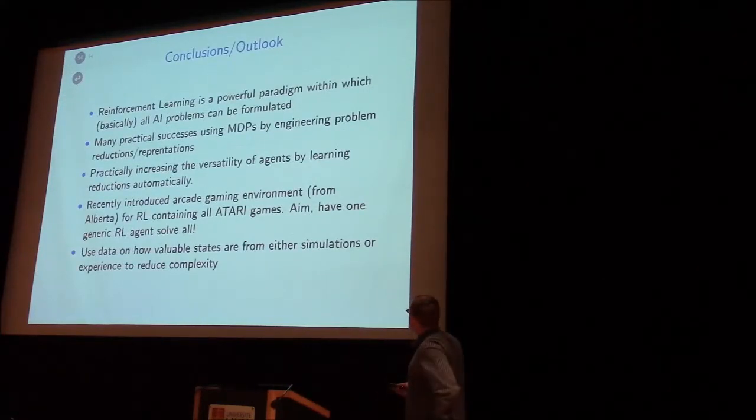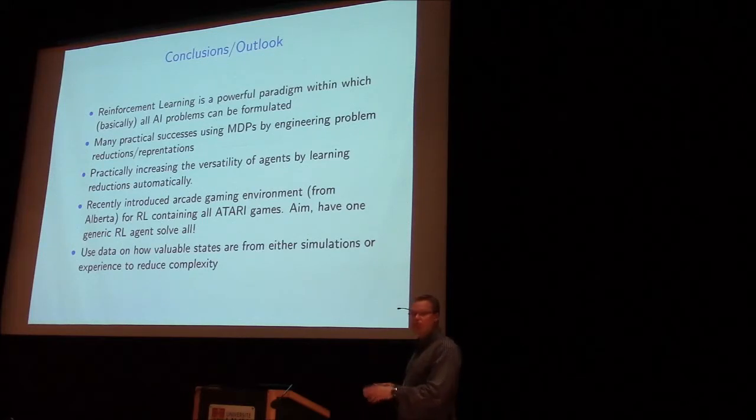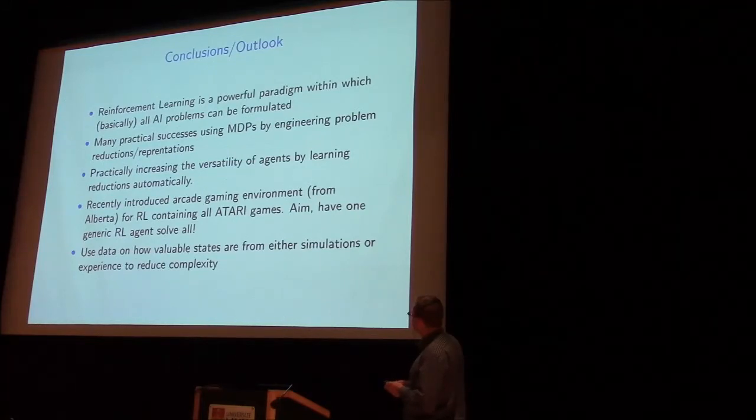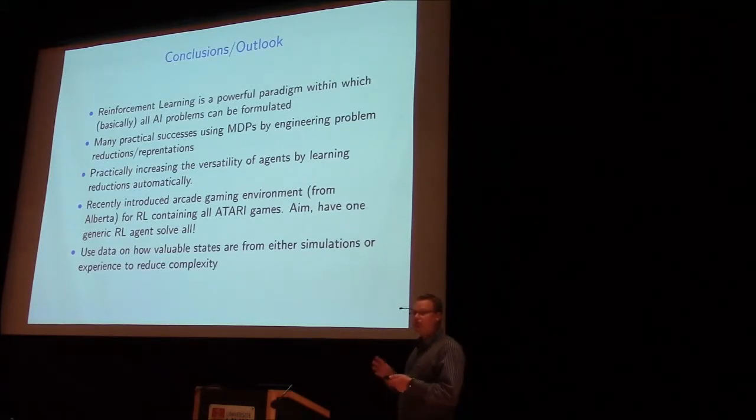So reinforcement learning is a very powerful paradigm in which one can formulate all AI problems. There's a difference between formulating the problem and solving it, but to begin with, one can formulate the AI problem as reinforcement learning. Not practically suggested using Markov decision processes, but thinking about engineering, problem reductions, representation. The good feature map for that helicopter: a big part of that success was really understanding the physics and choosing a very good feature map for that task. So that's a big important part of it.